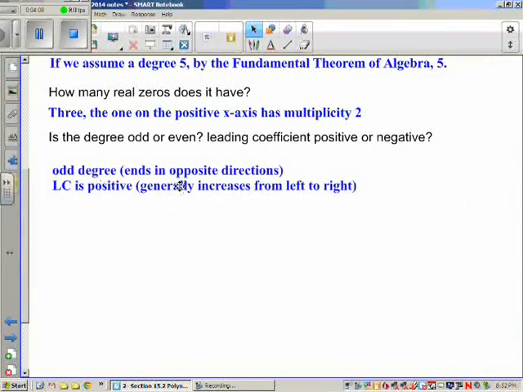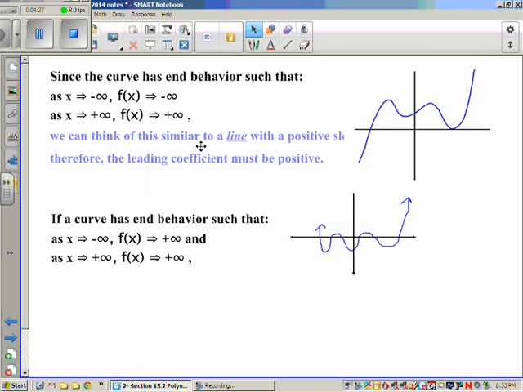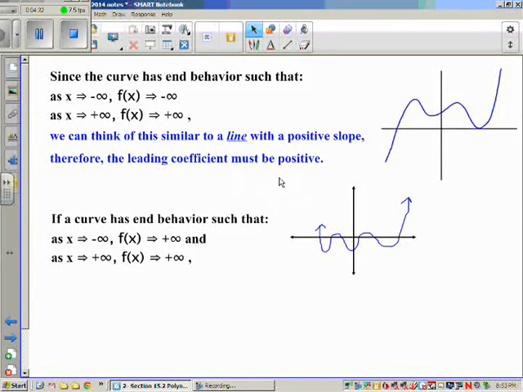So in this case, it's odd degree. It ends in the opposite directions. Leading coefficient must be positive because it generally increases from left to right, even though there's squiggles in the middle. Now if we want to generalize a bit more, since the curve has end behavior such that on the far left, x approaching negative infinity, that's this notation, the function itself approaches negative infinity, it goes down. As x approaches positive infinity over there on the right, it increases. So we would say we can think of this similar to a line with positive slope. Therefore, the leading coefficient must be positive.